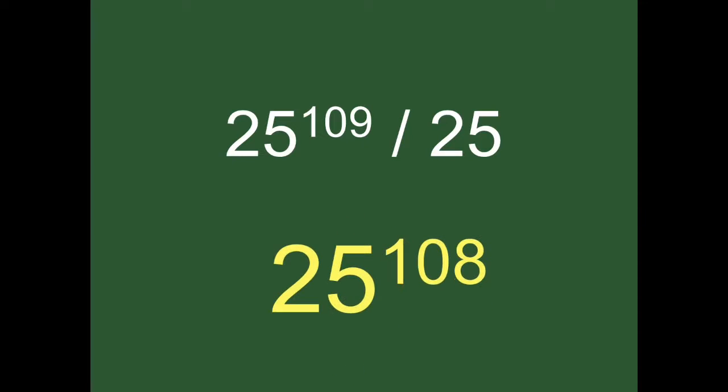Here, some guys made a mistake on this one yesterday with the product property. There has to be an exponent on that 25. It's not a 0, it must be a 1. So 109 minus 1 gives us 108, because today we're subtracting the exponents.